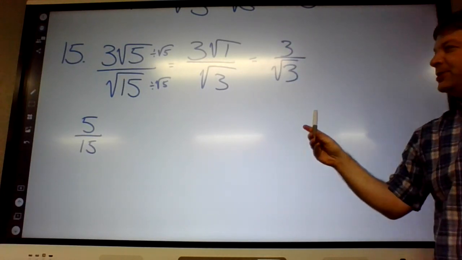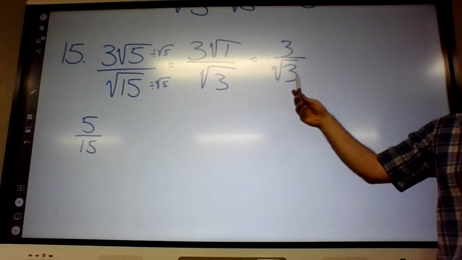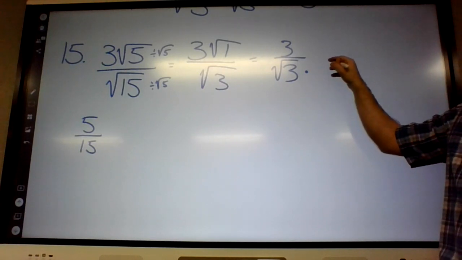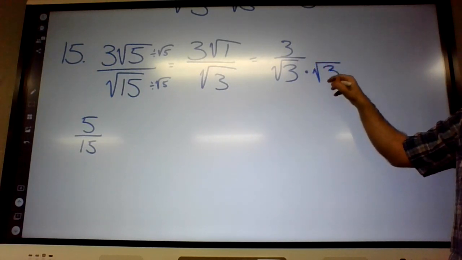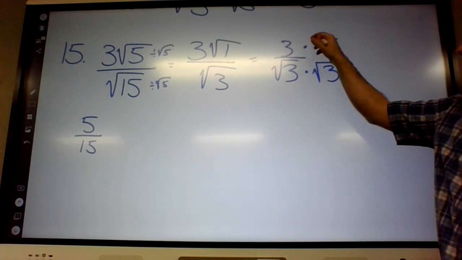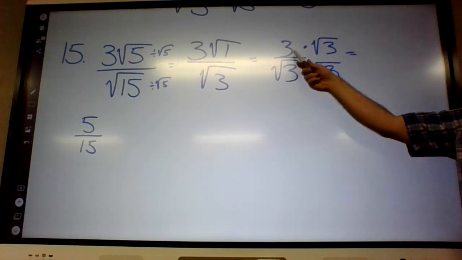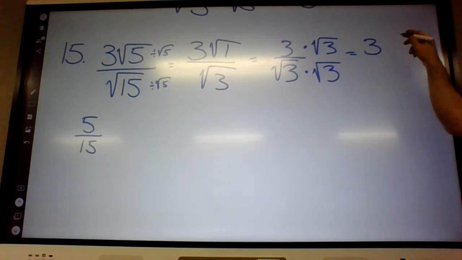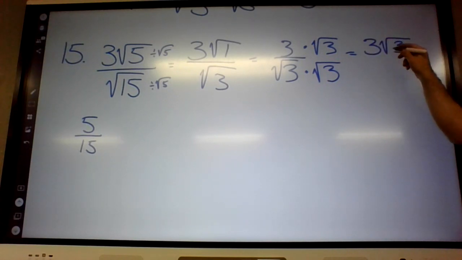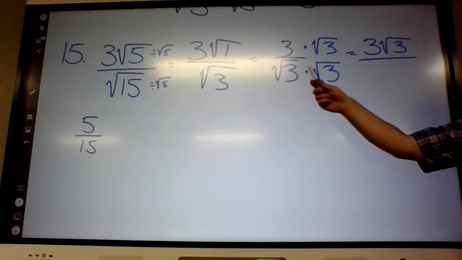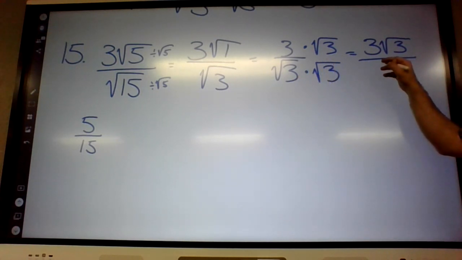And Josiah, do you know what we do at this point when we have a square root on the bottom? Okay, you multiply it by itself. So if you do that to the bottom, you have to do it to the top as well. So the top is 3 times the square root of 3, which does not simplify. And the bottom, square root of 3 times square root of 3 is square root of 9, which is 3.